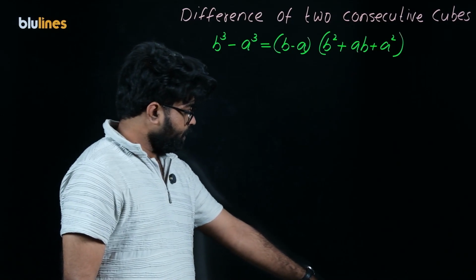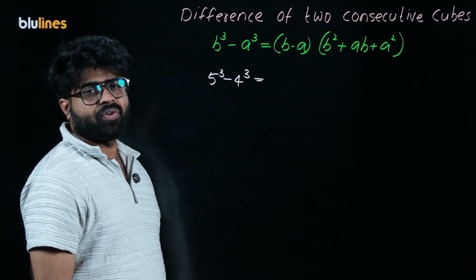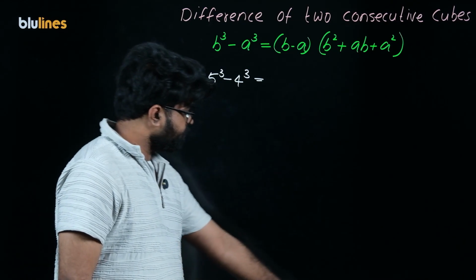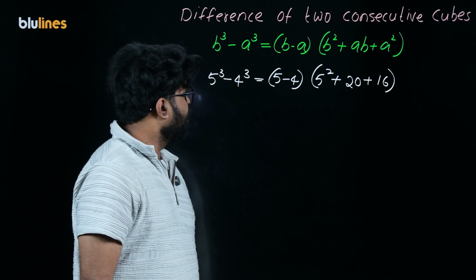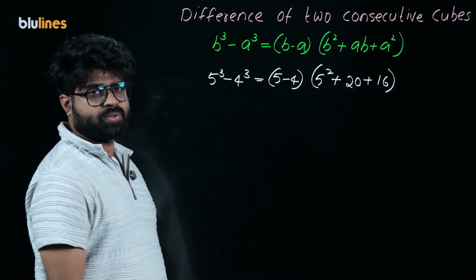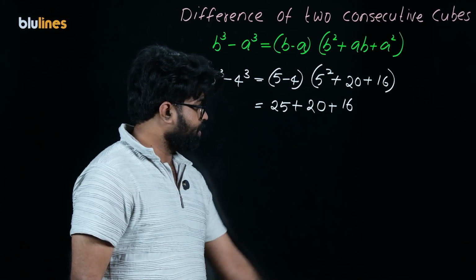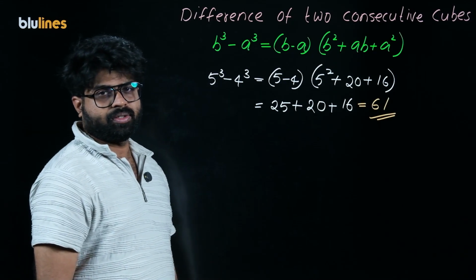So let us see an example. First, let me pick my numbers: 5 cube minus 4 cube. I can write this as 5 minus 4 multiplied with 5 square plus 5 into 4, which is equal to 20, plus 4 square, which is equal to 16. So on simplification, we have 25 plus 20 plus 16, and that is equal to 61.